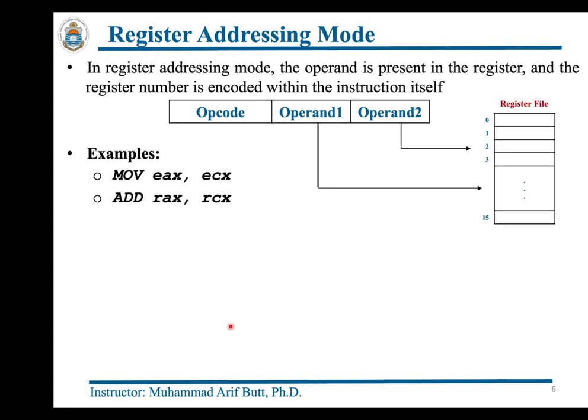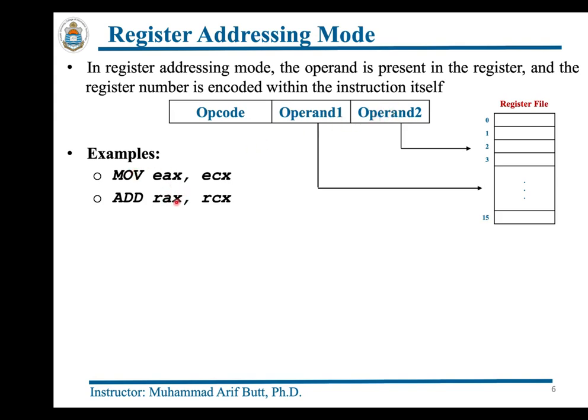After immediate, we have the register addressing mode. In register addressing mode, the operand is present inside the register, and the register number is encoded within the instruction itself. Consider a register file having 16 different registers numbered 0 to 15. Inside the instruction, if we have two register operands, the number or the code of the register is mentioned inside the instruction.